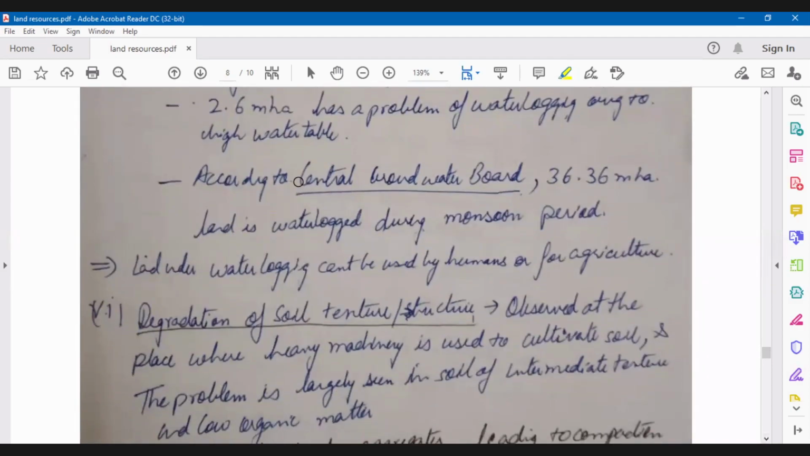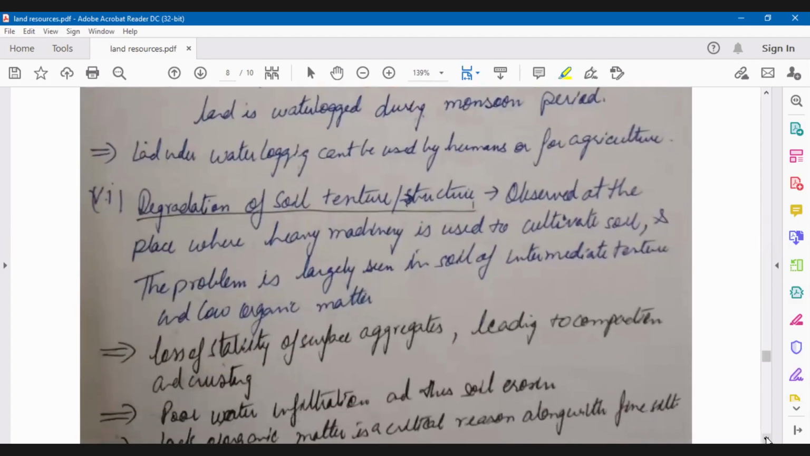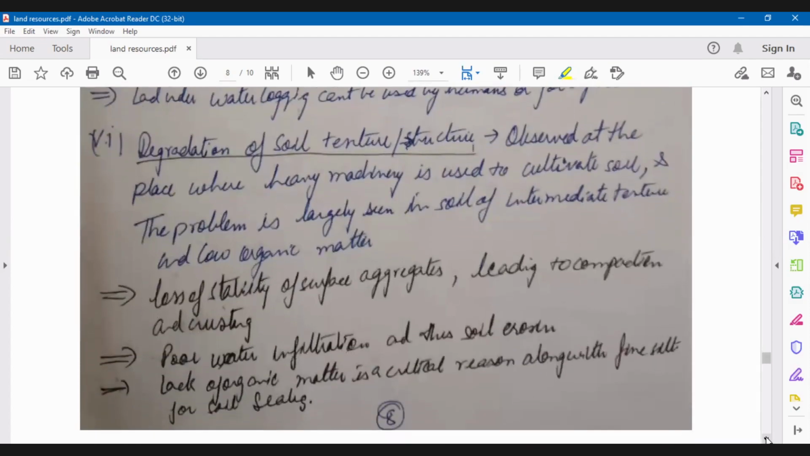So according to the Central Groundwater Board, 36.36 million hectares of land is waterlogged during the monsoon period, and this is also the period where a lot of damage is seen in crops. The agricultural land is getting disturbed.